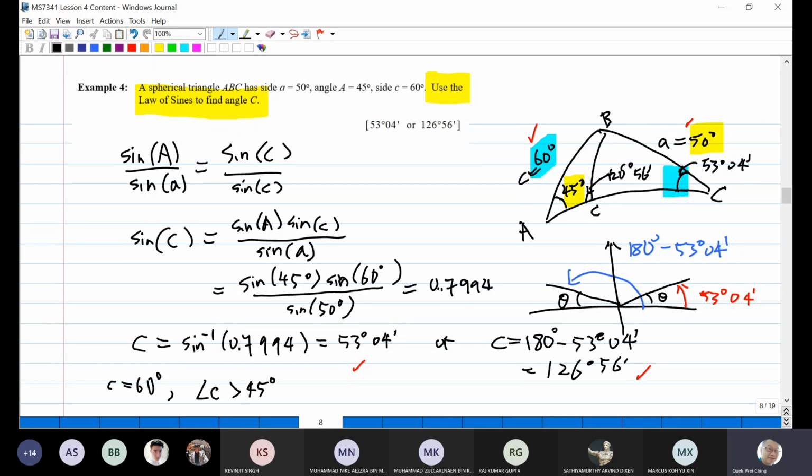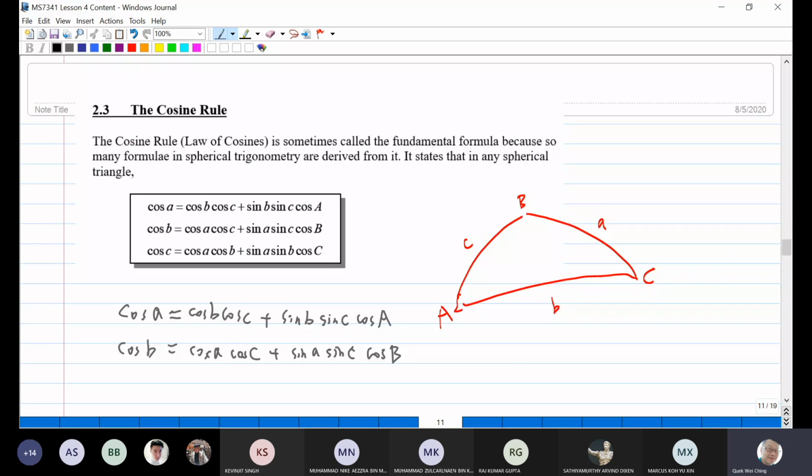Okay, let's move on. The next one is called the cosine law. The cosine law will also be given to you in the MST and given to you in the exam. This is again for a spherical triangle. There is no mention of 90 degrees, so it need not be 90 degrees here.